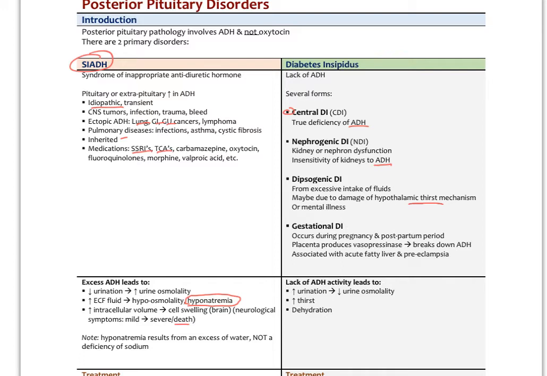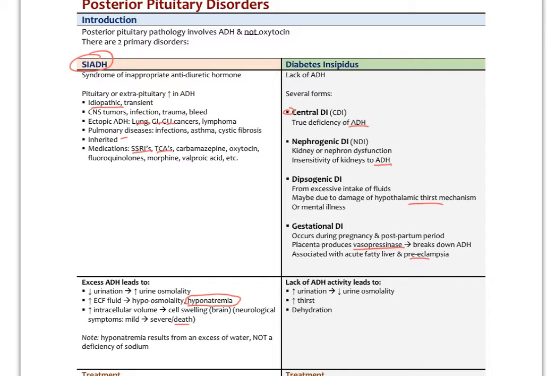A fourth type of diabetes insipidus occurs during pregnancy and in the postpartum period. This has to do with the fact that the placenta actually produces an enzyme called vasopressinase, which breaks down ADH. This is more associated with cases of acute fatty liver or preeclampsia, but this can induce a gestational DI. Typically, though, that resolves fairly quickly in the postpartum period.